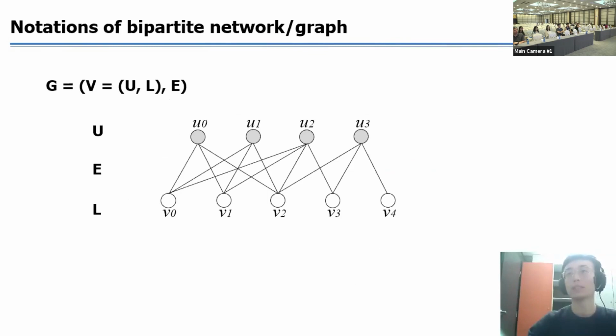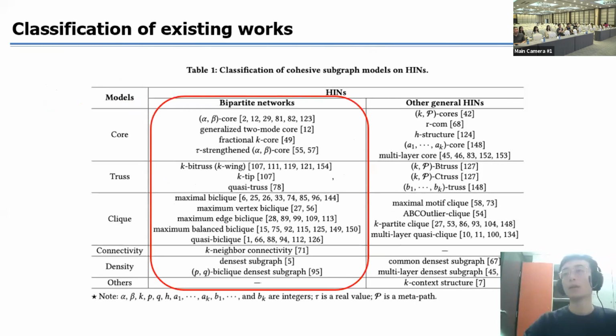Here we use G to denote a bipartite network, or say a bipartite graph, which consists of a vertex set denoted as V and an edge set denoted as E. Note that the vertex set can be further partitioned into two different vertex layers, which are denoted as U and L, and the edges can only exist between two different layer vertices. As shown in this table, we classify the cohesive subgraph models on bipartite networks into 5 categories, and I will introduce each of the categories one by one.